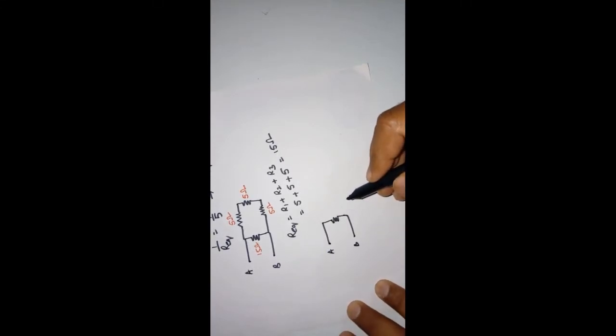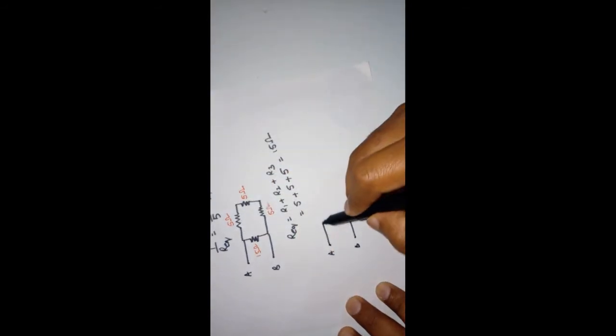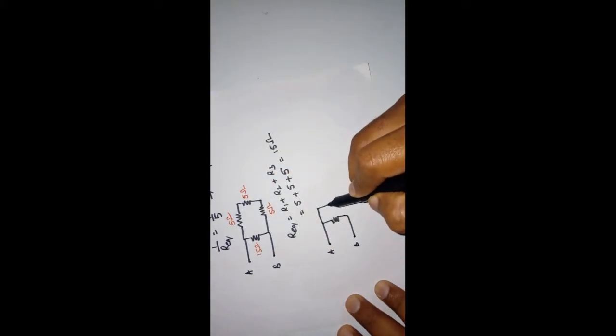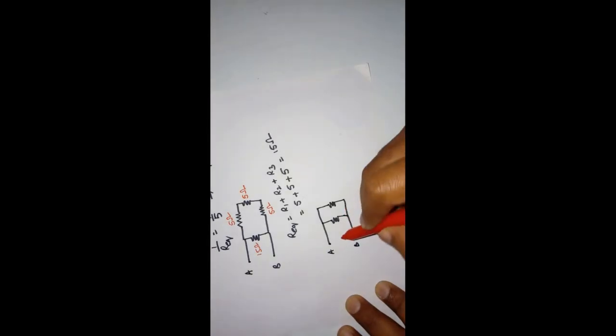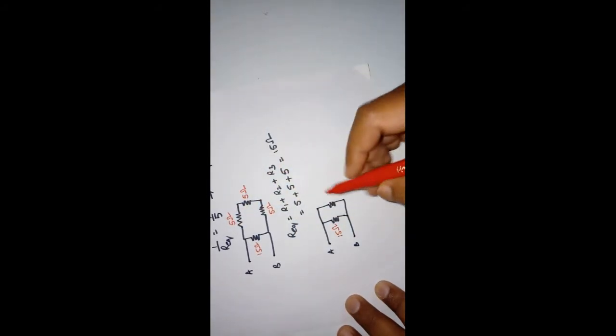This is point A and this is point B. Now this resistance will remain as before, and this part, this total value, becomes 5 ohms. So the circuit will change like this, and this value is 5 ohms and this value has become 15 ohms.